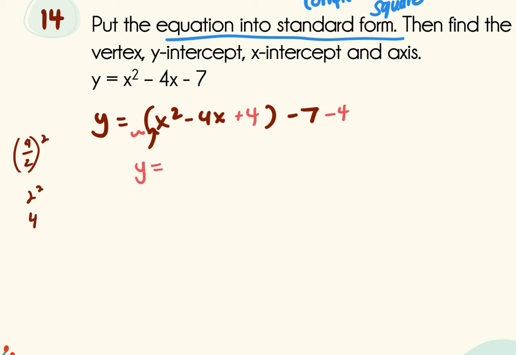Now I've made it a perfect square, so I square root the first term, I square root the third term, I take the sign from the middle, put it in parentheses, and square it. And negative 7 minus 4 is negative 11. This is now in standard form.